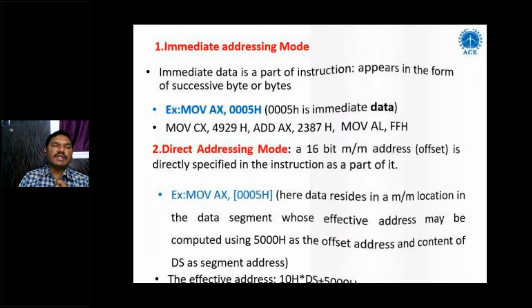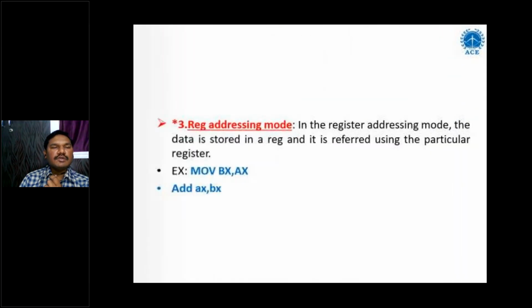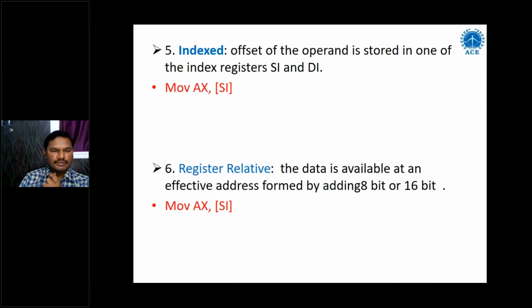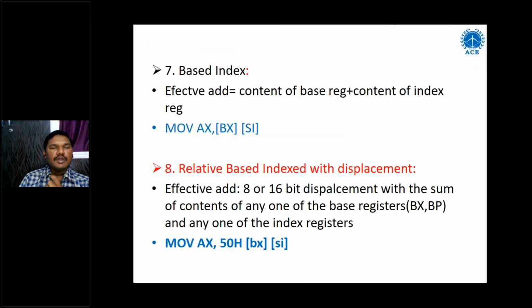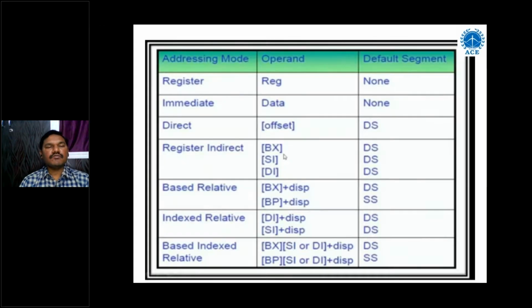Right, once again we will see what addressing modes we have. There are 8 types of addressing mode: immediate addressing mode, direct addressing mode, register indirect addressing mode, register addressing mode, indexed addressing mode, register relative addressing mode, based addressing mode, relative based index addressing mode with displacement, and intra and inter-segment addressing modes. These intra and inter-segment addressing modes apply when there is a jump from one location to another location within one segment, or a jump from one segment to another segment.